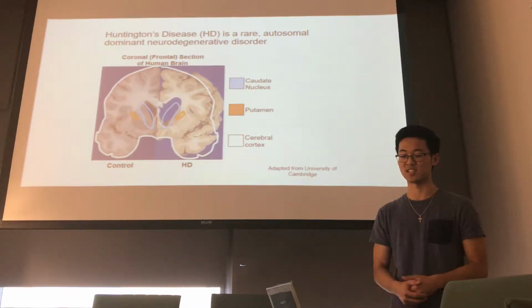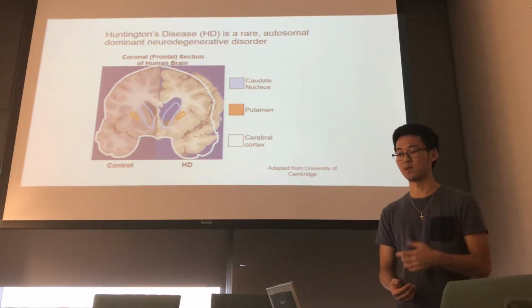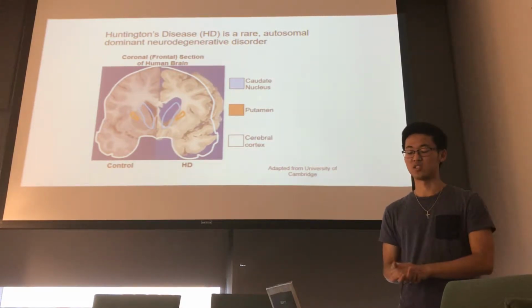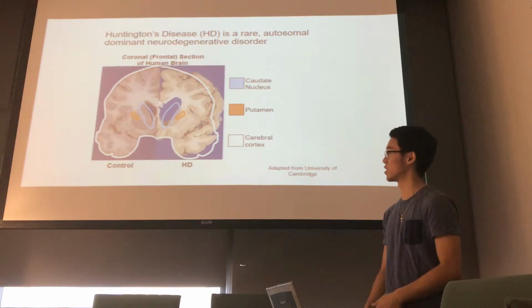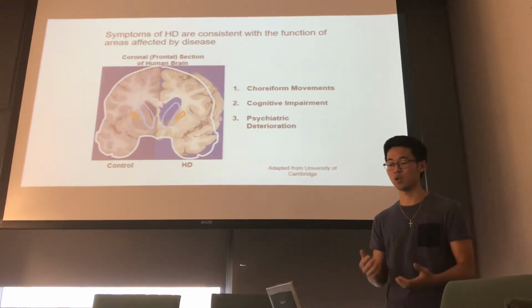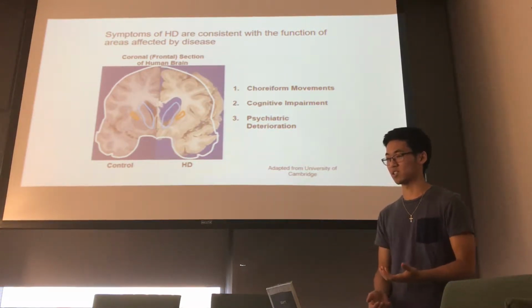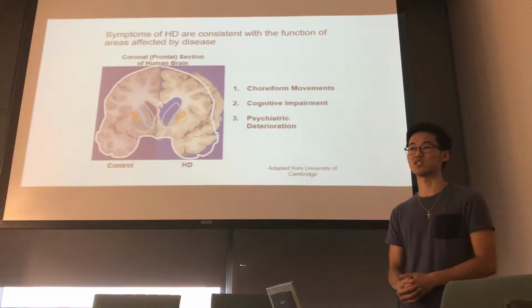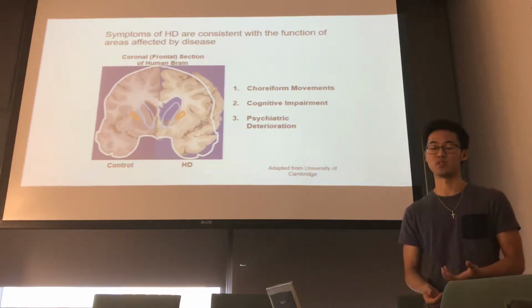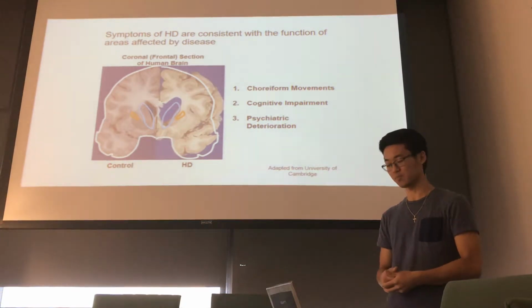Now, Huntington's disease is an inherited autosomal disorder that causes neuronal death and eventual cognitive deterioration, and it affects various parts of the brain. And the symptoms of Huntington's have been shown to correlate with the areas that are affected. So, for example, if the caudate nucleus experiences deterioration, the patients can develop the onset of choreiform movements, which are the random jerky movements we see in Huntington's disease patients.